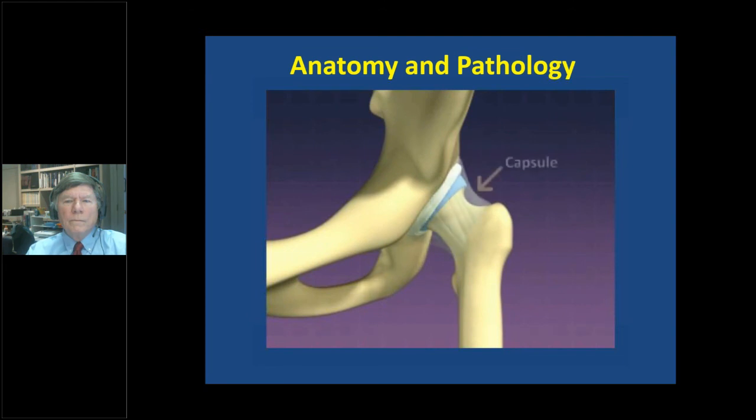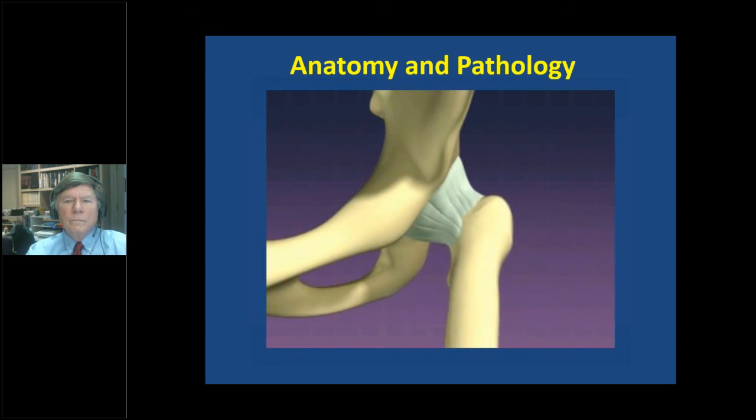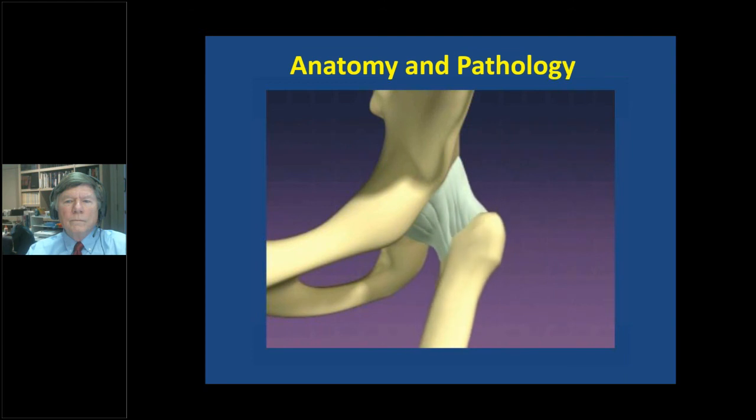Surrounding the joint is a complex capsule that has 3 distinct thickenings that spiral around the joint that are loosely referred to as ligaments. These tighten up during internal rotation and extension of the joint, adding to stability in this position.